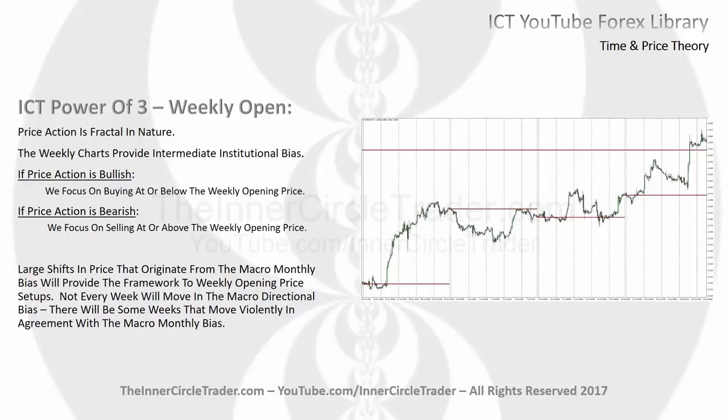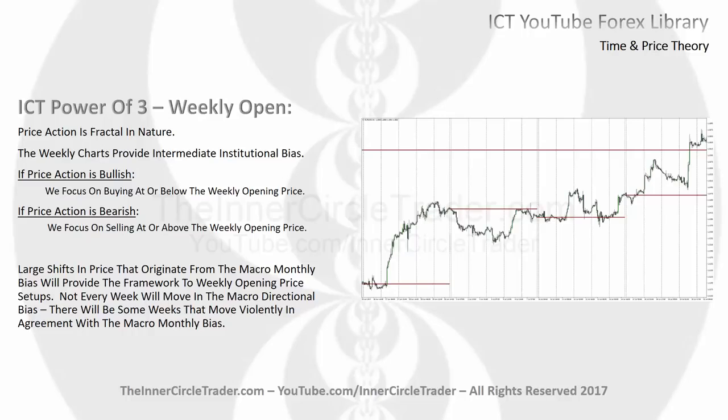Well, if we go through this specific idea with weekly opening price, again, price action is fractal. And what we would see on a monthly basis, we would expect to see that same thing on a weekly basis. So the weekly charts provide an intermediate institutional bias. That means it's not a long-term bias, but it's not short-term either. So it's a pretty good time frame to look for swing trades or even a little bit longer-term short-term trades, not just 1 or 2 day trades in duration. Longer term, like 2 weeks to a month.